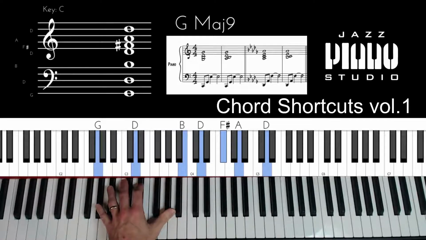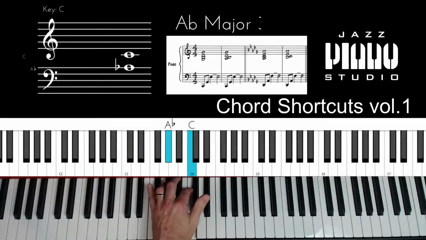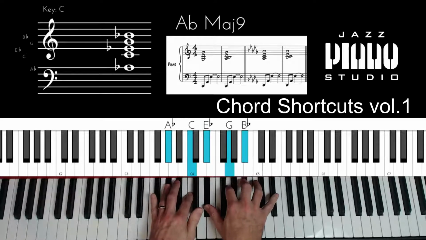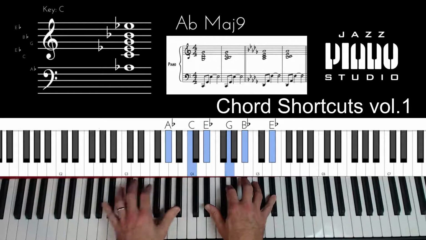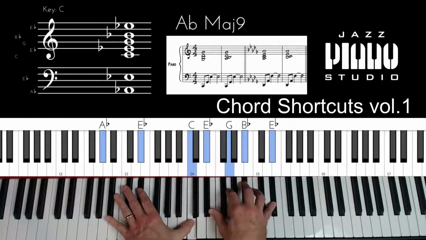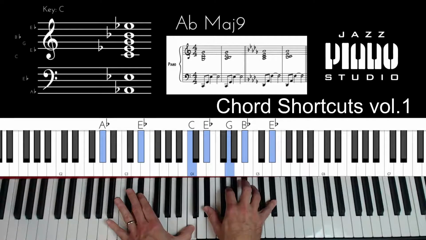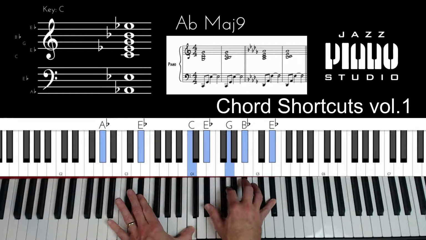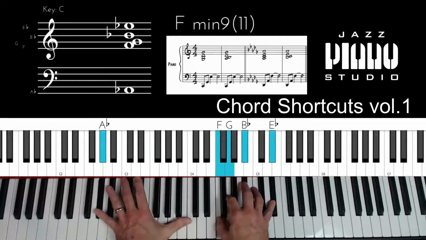Next key, we're going to go up to A flat. So A flat, C, and E flat. And then now what we're going to do is go to the top note, E flat, G, B flat, and do that triad. Now my shortcut is going to go up here a whole step.